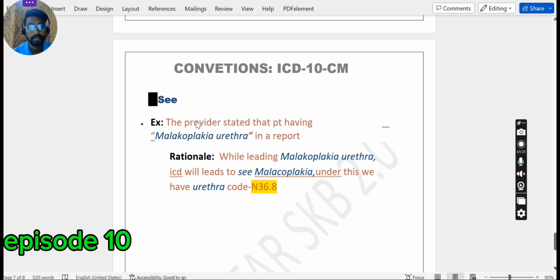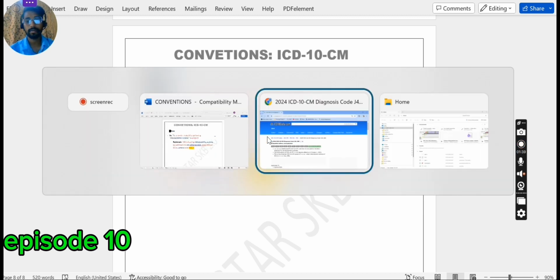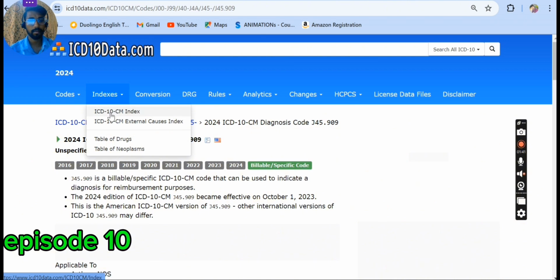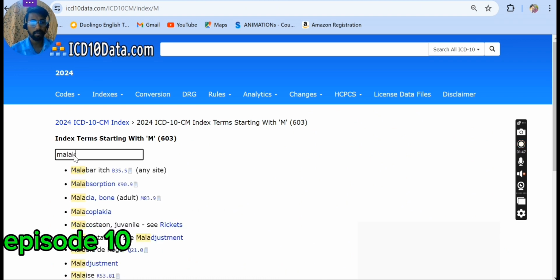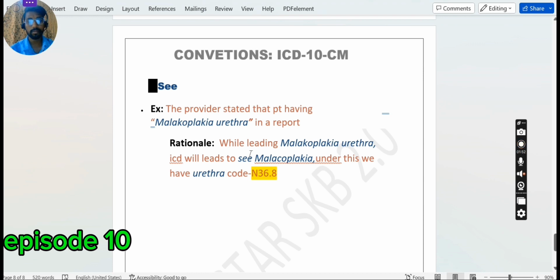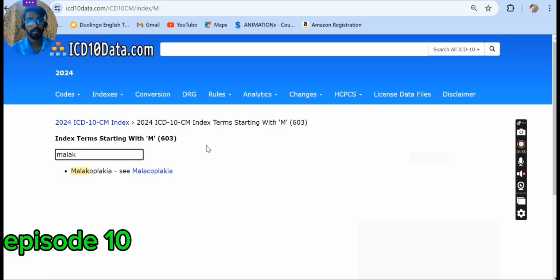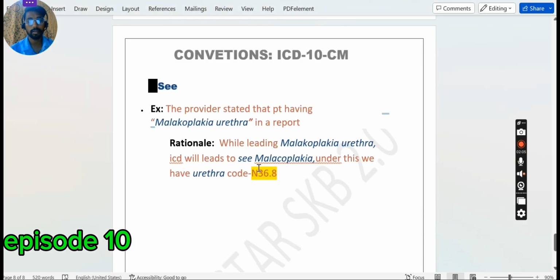And next one, see. The provider stated that the patient has malakoplakia of the urethra in a report. While looking up malakoplakia, here it shows see. Under malakoplakia, we have urethra N36.8. These codes are to be used for this. These are conventions for looking up.